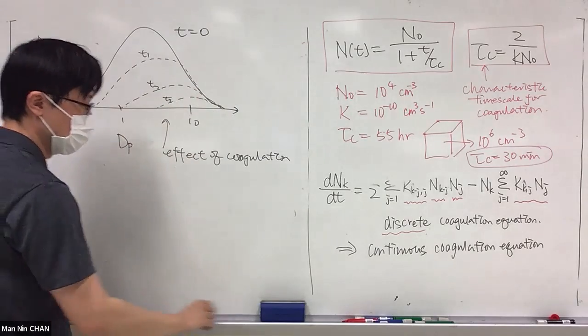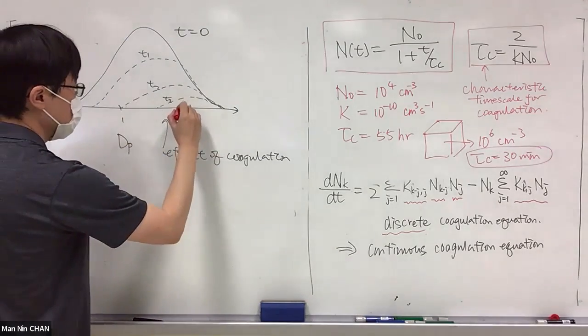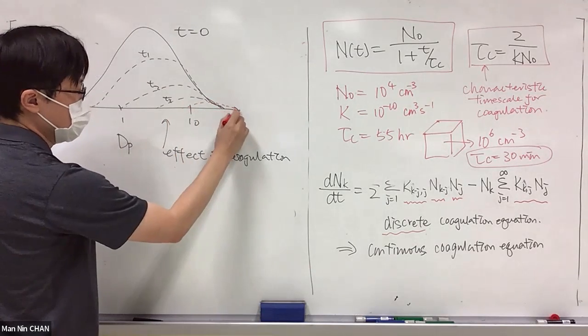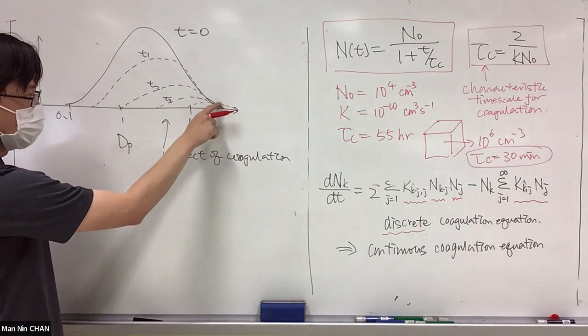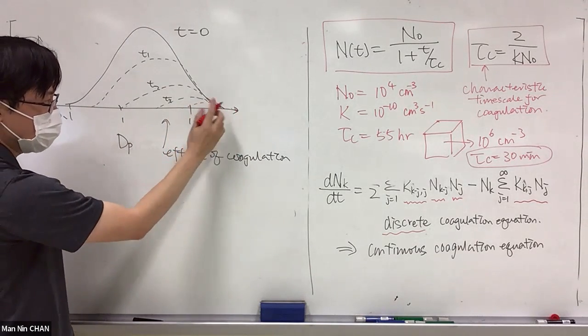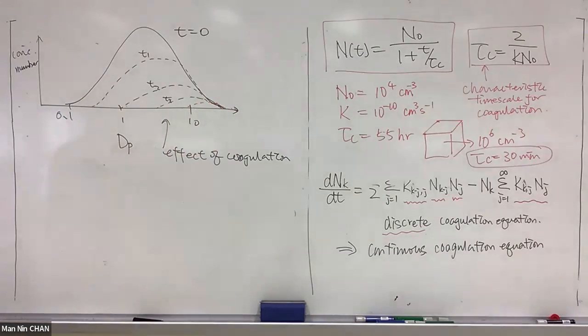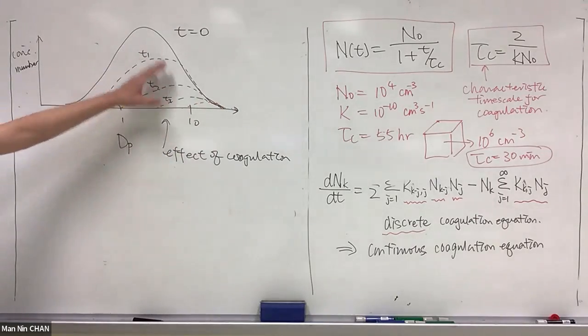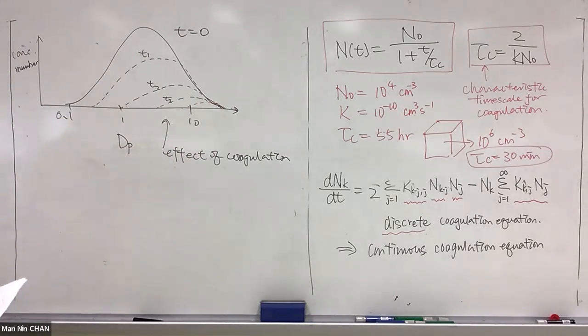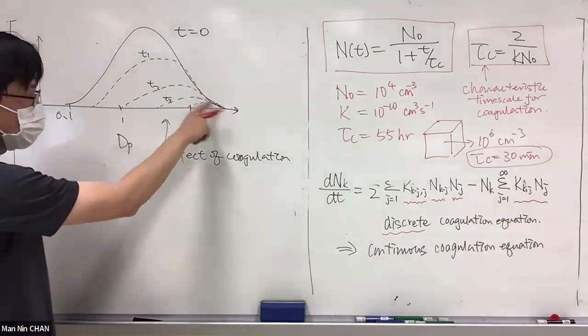So you will not see something like this, right? This is not happening, especially in the log scale. Usually you will not see much change in the size, but you will see a significant decrease in your number concentration. Of course, your volume will change.